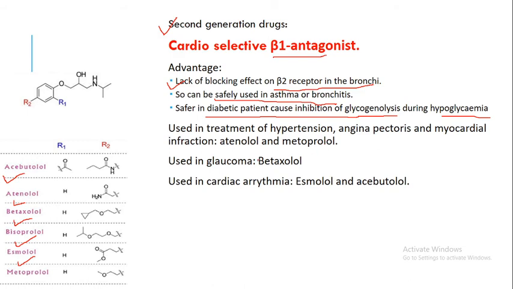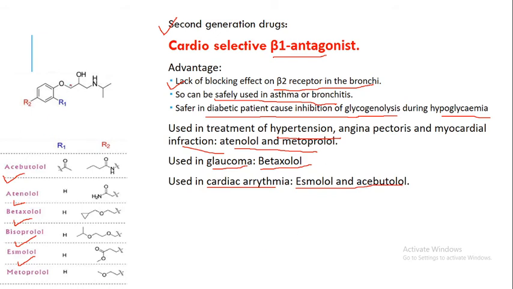Basically, such kinds of agents are used in hypertension, angina pectoris as well as myocardial infarction, while atenolol and metoprolol are the drugs of choice. Specifically in glaucoma, betaxolol is used, and in cardiac arrhythmia, esmolol and acebutolol are used.